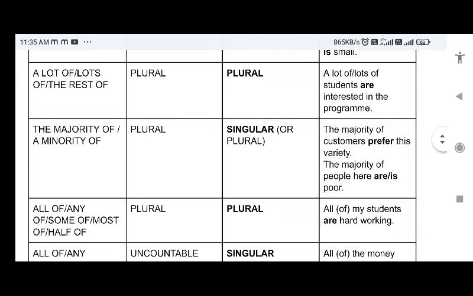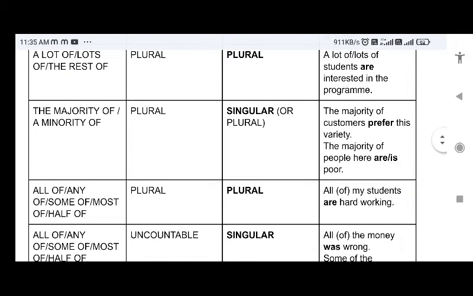The majority of customers prefer this variety. See, it is written in plural, prefer, but that should be written prefers. While writing this, I have made a mistake. This should be prefers. Remember, the majority of customers prefers this variety.